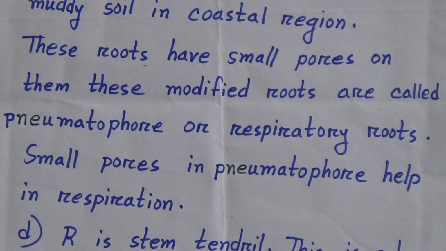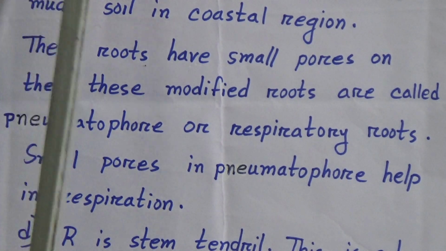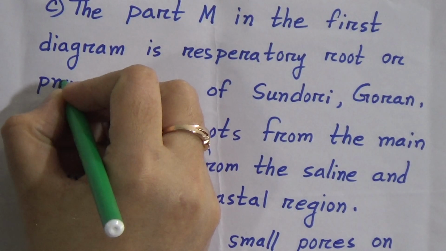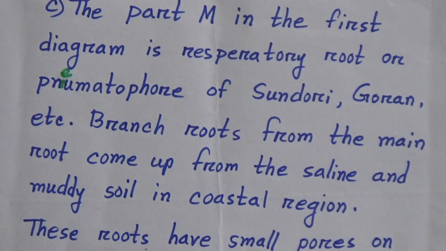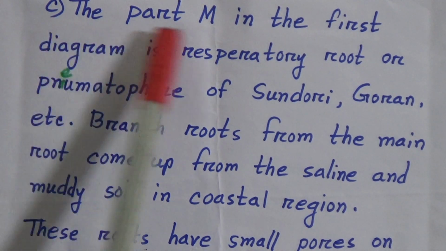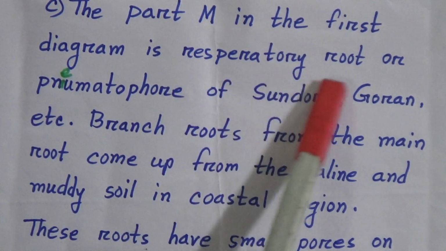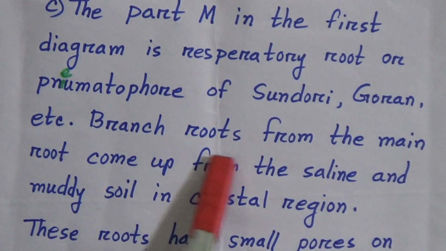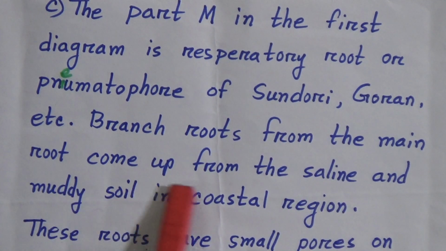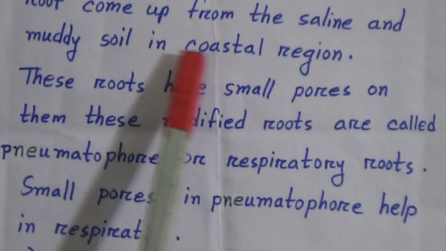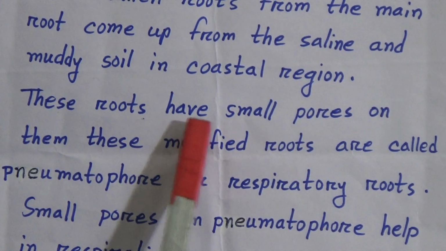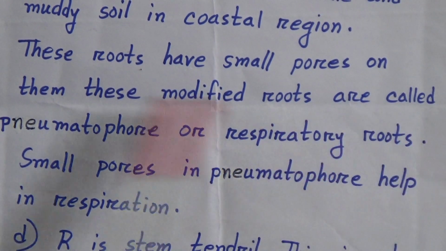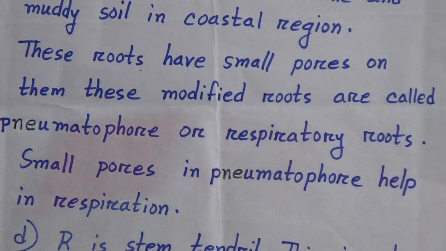Students, here is pneumatophore. You can see this is the spelling of pneumatophore, PNEU, and here will be another E. I am reading this answer. The part M in the first diagram is respiratory root or pneumatophore of Sundari, Goran, etc. Branch roots from the main root come up from the saline and muddy soil in coastal region. These roots have small pores on them. These modified roots are called pneumatophore or respiratory roots.